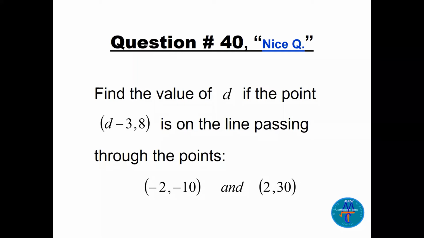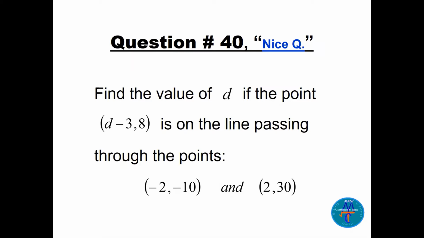Now let's look at question number 40. It's a nice question, you will see why. Find the value of d if the point (d − 3, 8) is on the line passing through the points (−2, −10) and (2, 30).